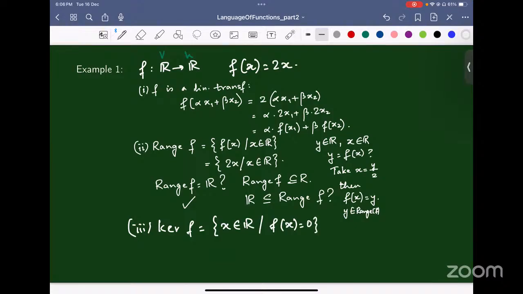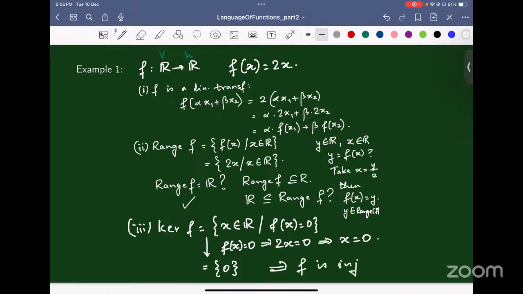Well, f of x is equal to 0 implies 2x is equal to 0, because that's the definition of f of x. But 2x would be 0 if and only if x would be 0. So this means that the kernel of f must be only the 0 element. And this implies that f must be injective, which is something that we had checked earlier from first principles.